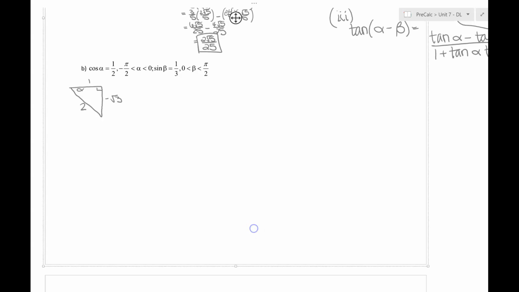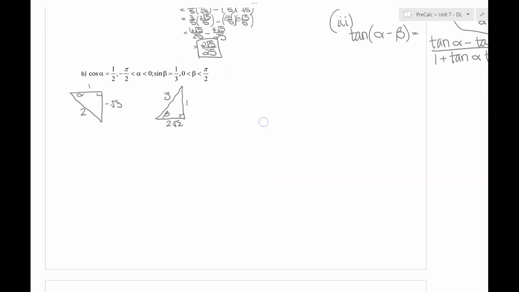Okay, for beta, we're between 0 and pi over 2, so we're in the first quadrant. Beautiful triangle. Beta is at the origin. Sine is opposite over hypotenuse. And again, if you were to do the Pythagorean theorem, you would get 9 minus 1, which is 8, square root of 8, 2 rad 2. Everything's positive. Okay, so let's start.